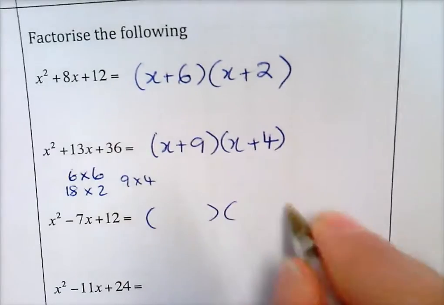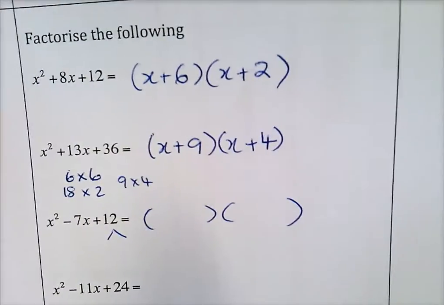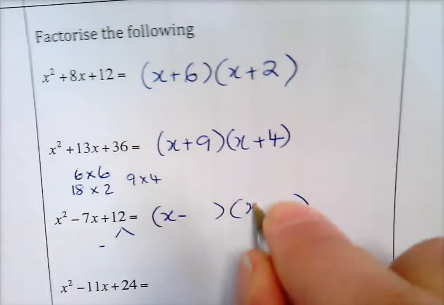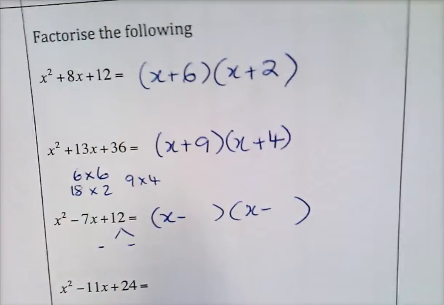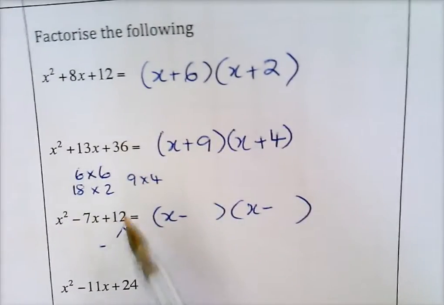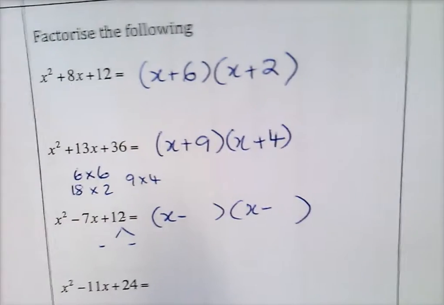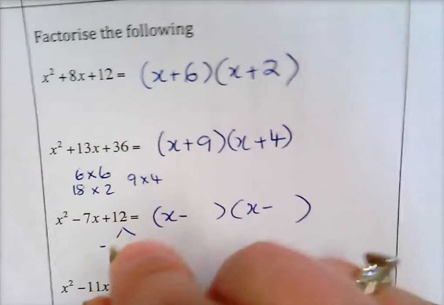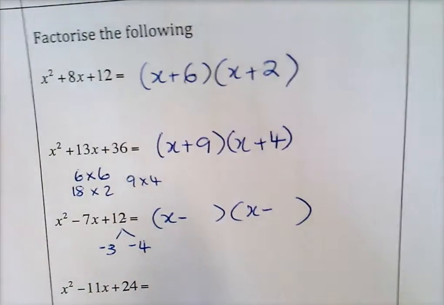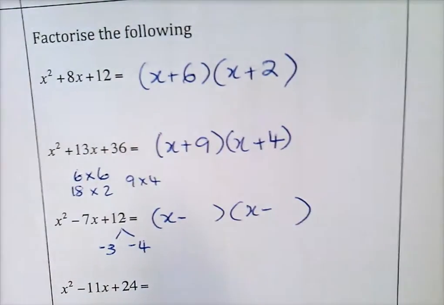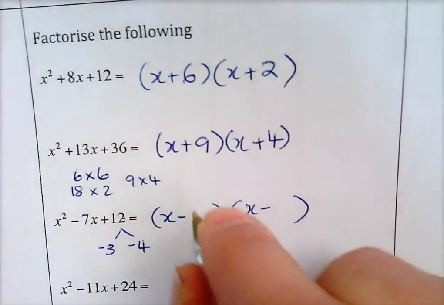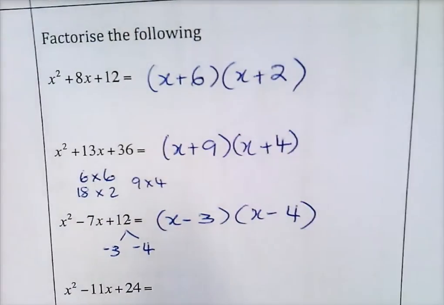In the next one, ladies, we need two numbers that multiply to give positive 12, but add up to give a negative number. They're both going to have to be negative. Both the numbers have to be negative because two negatives multiply to give a positive. So what two numbers multiply to give 12? It's 3 and 4 or 6 and 2. We're going to go 3 and 4 because negative 3 times negative 4 is 12, but negative 3 plus negative 4 is 7. So x minus 3, x minus 4.